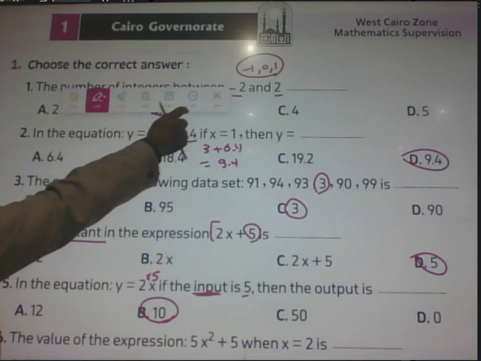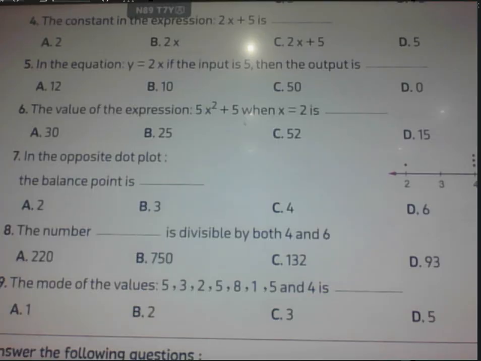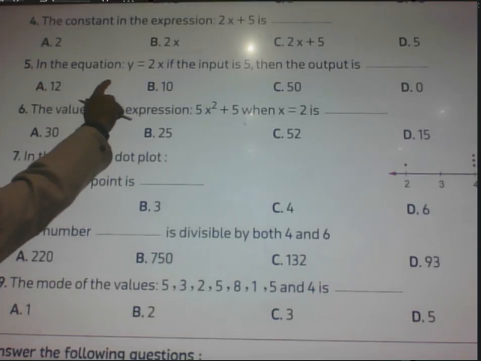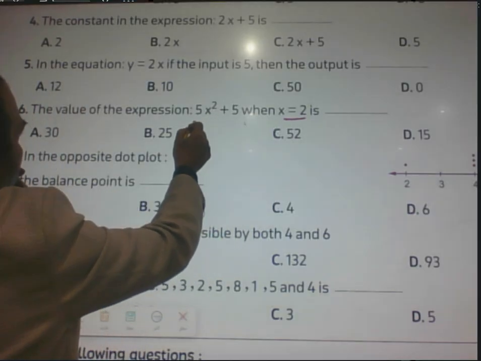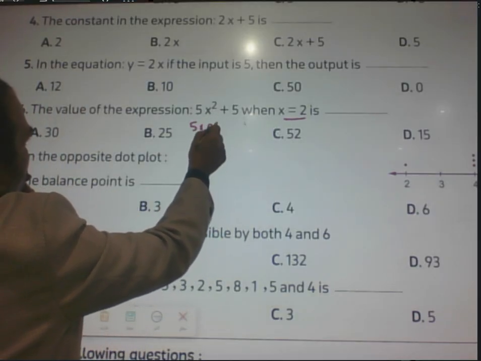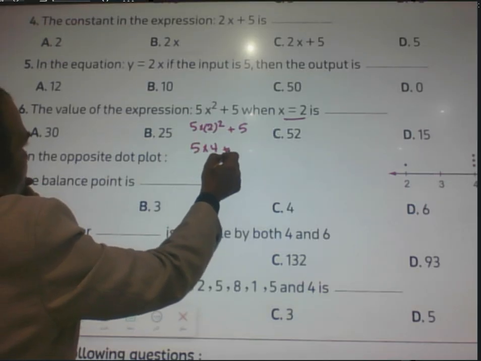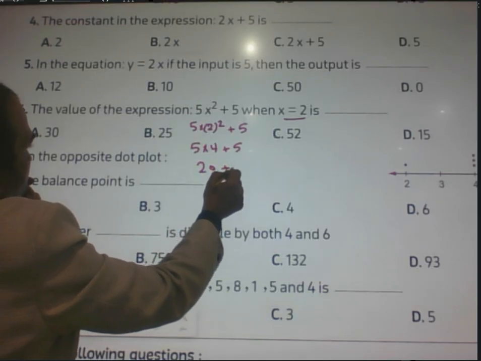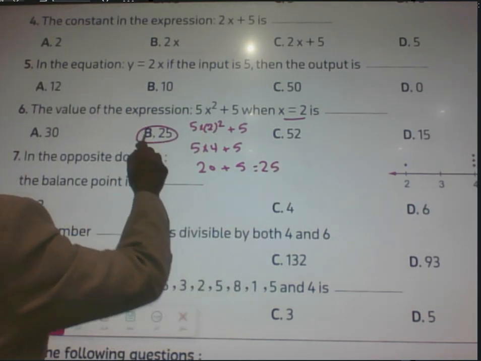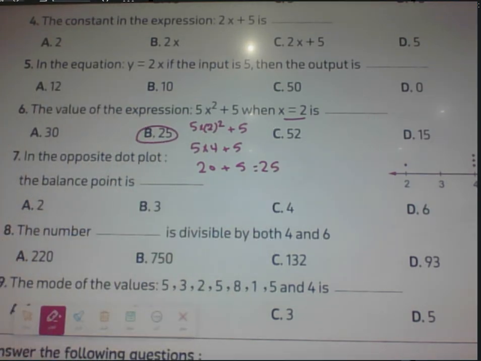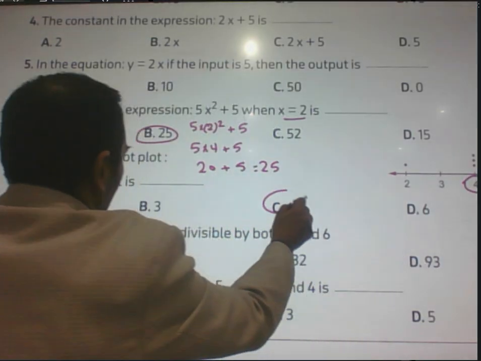Next question. Number 6. Look with me at number 6. In the equation, the value of the expression here when x equals 2, put x equal 2 here, will be 5 times 2 power 2 plus 5. 5 subtracted by 2 power 2 is 4, plus 5. 5 times 4 equals 20. 20 plus 5 equals 25. And the answer will be 25, letter B. In the opposite bullet, the balance point will be 4. 4 lies in the middle here. We call this the balance point.